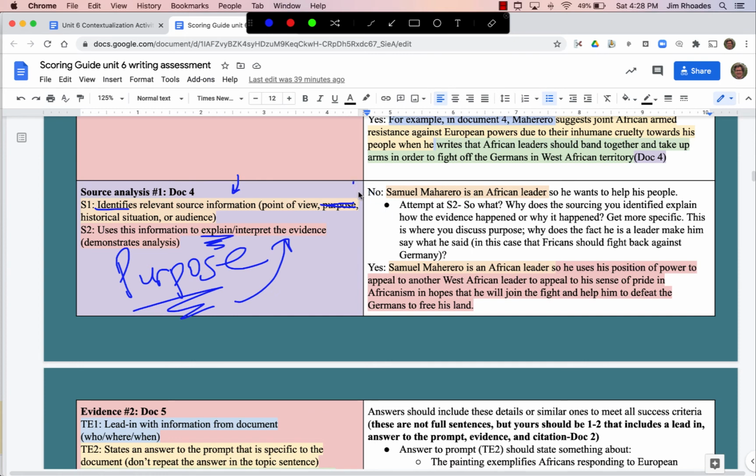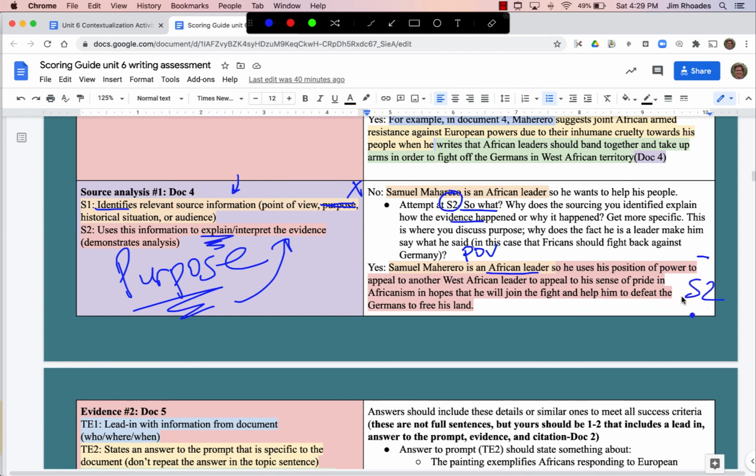This is pretty clearly, I think, a bad example. Samuel Mahihiro is an African leader, so he wants to help his people. We just need more. I read that and I say, so what? What does this have to do about your evidence? What does this have to do about the events that happened? Let's be more specific here. So this is me pointing out the point of view. He's an African leader.